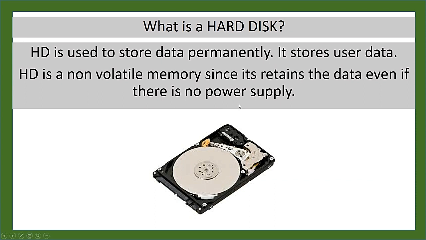Okay, one more question. What about pen drive? What kind of memory is pen drive? Is it volatile or non-volatile? Definitely it's non-volatile. Why? Because you plug the pen drive into the USB port, you copy the data, and then you remove the pen drive and keep it in the pocket. So your data is still there in your pen drive, right? So which kind of memory is that? It's a non-volatile memory. Okay, so that is what hard disk is all about.